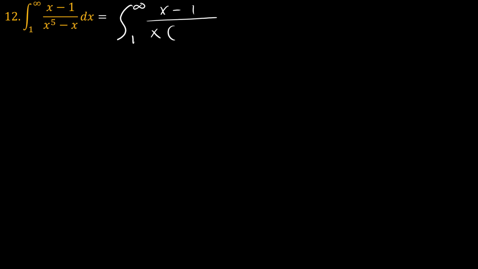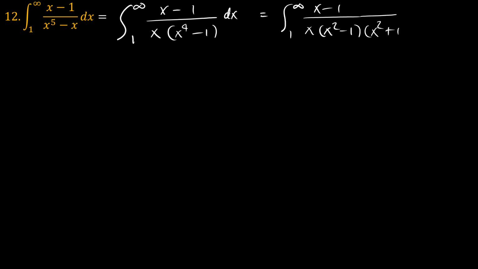Number 12. What we like to do is first factorize whatever is in the denominator. So we have the integral from 1 to infinity of x minus 1 over x to the 4 minus 1. Since we could further factorize the denominator, this is the same as x squared minus 1 times x squared plus 1, a difference of two squares, right?